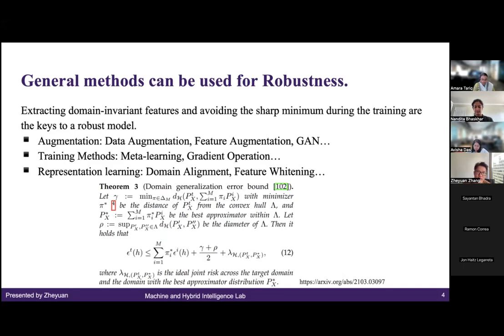The most widely used method is augmentation. This includes augmentation at the data level or the feature level, and some methods like GAN. There are also some training methods like meta-learning or gradient operations. Also some representation learning methods like domain alignment or feature whitening.